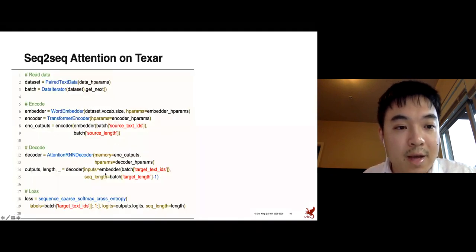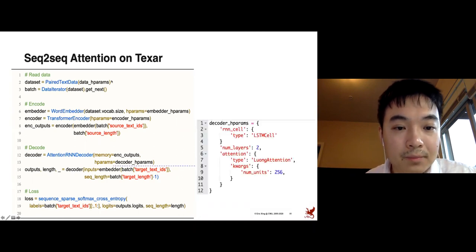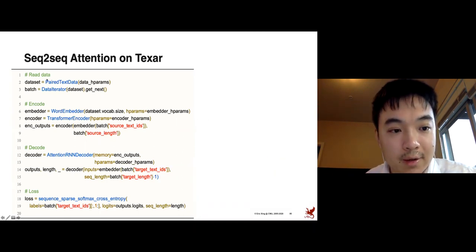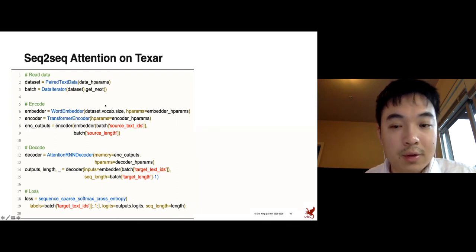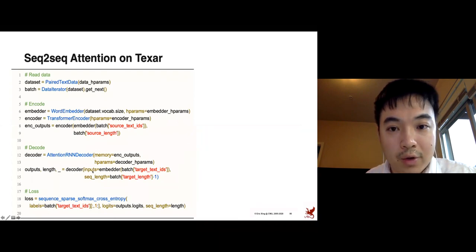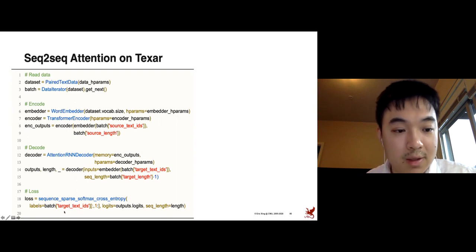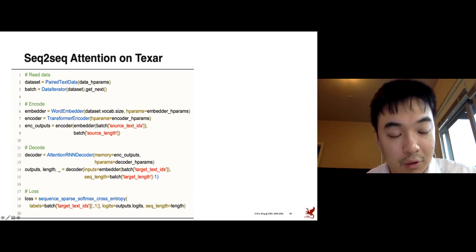Similarly with Texar, we can build more complex models, like an attentional sequence-to-sequence model for machine translation. We read the data, encode the source sentence using word embedders and then using an encoder to get the encoding features. And then we use a decoder, with attention to attend to the encoder features, and do decoding to get the output tokens one by one. And then we evaluate the loss function like cross entropy to compute the loss and do the optimization based on the loss.